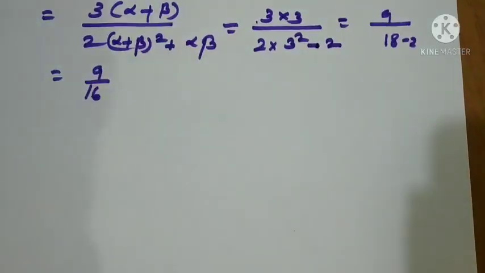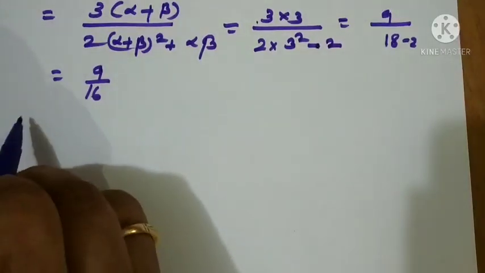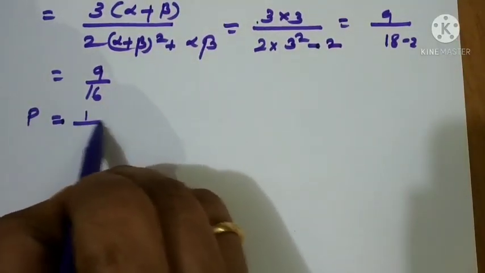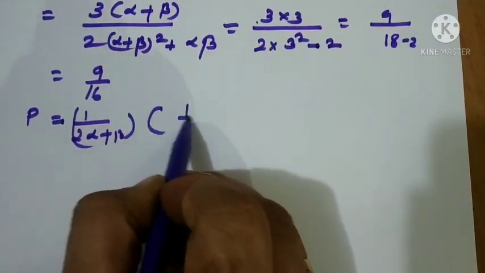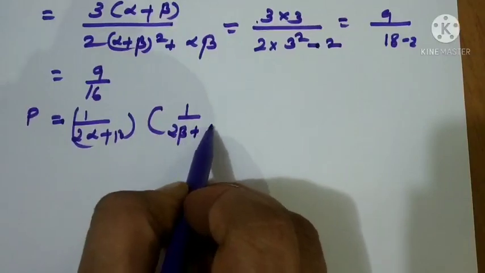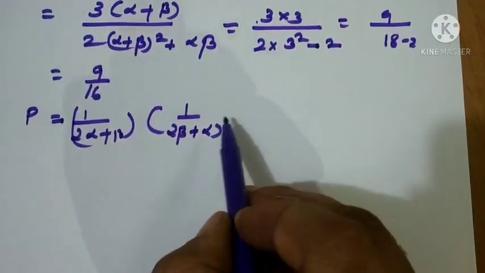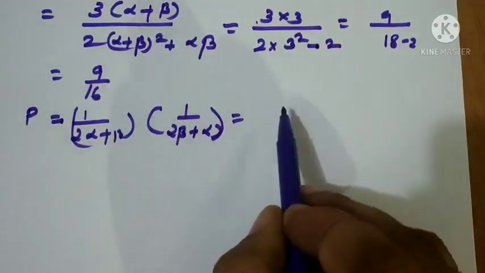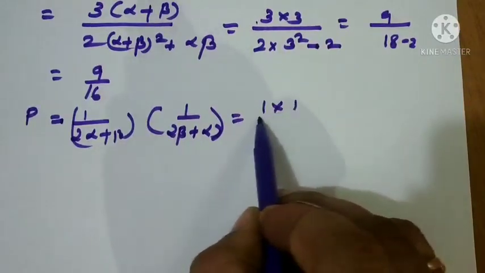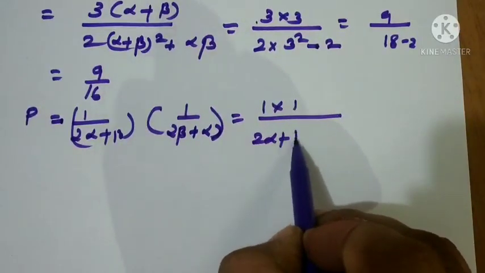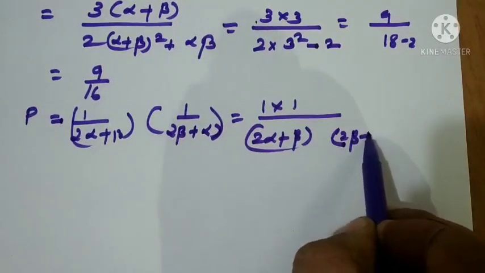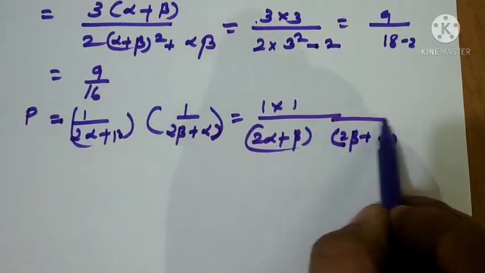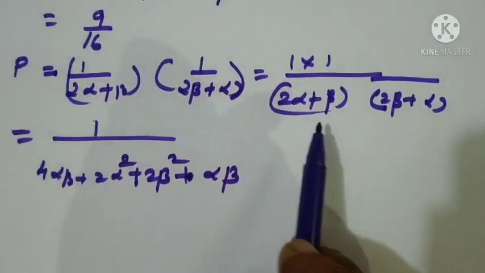Now what is left for us? We have to calculate the product now. So product is equal to 1 by 2 alpha plus beta into 1 by 2 beta plus alpha. That means we need multiplication only. Multiplication means numerator into numerator, denominator into denominator.